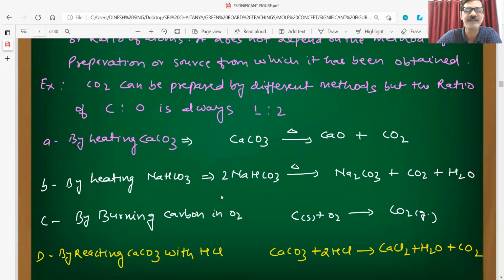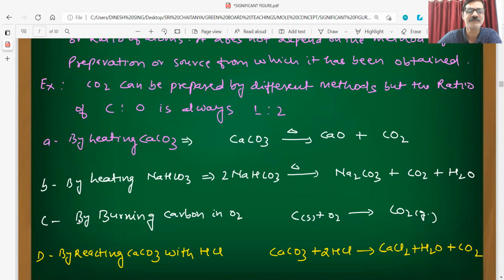Similarly, another method is heating sodium bicarbonate. If we heat sodium bicarbonate, what will form? Sodium carbonate plus carbon dioxide plus H2O. Is it clear? So sodium bicarbonate on heating is forming CO2 gas. In this carbon dioxide gas, the atomic ratio of carbon and oxygen will remain the same, 1:2 again. So this is the second method for preparation of carbon dioxide.